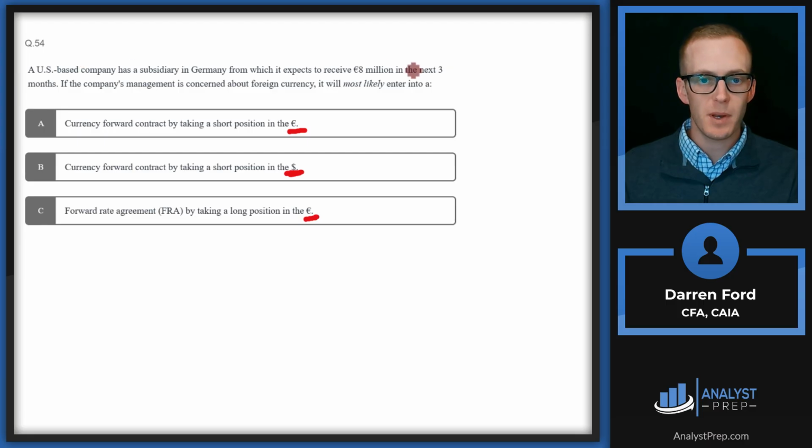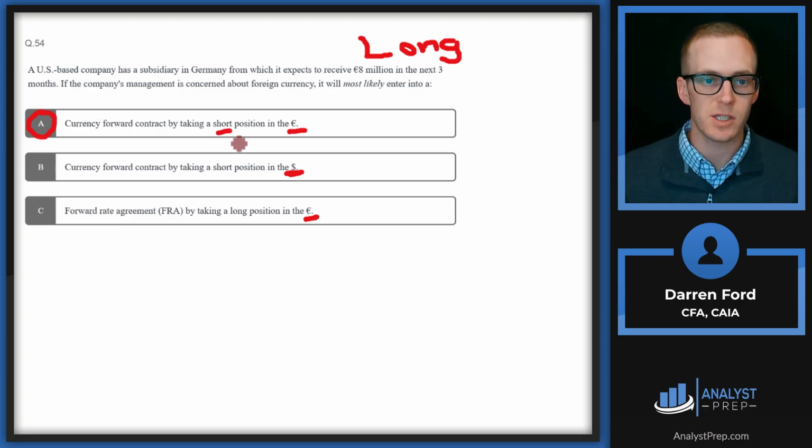So we're a US-based company. We're expecting to receive euro, 8 million. So this would be a long position in euro because we're expecting to receive it. So if we want to hedge this out, we want to take the opposite of this long position. So we would want to be short euro. Answer A.